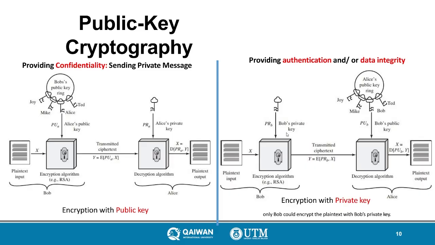So you will be using your private key and you will send it to your friends. You say that this is the message that anyone can decrypt. So now anyone can decrypt it. However, they will all know that it is from you. Why? Because your private key has been used.